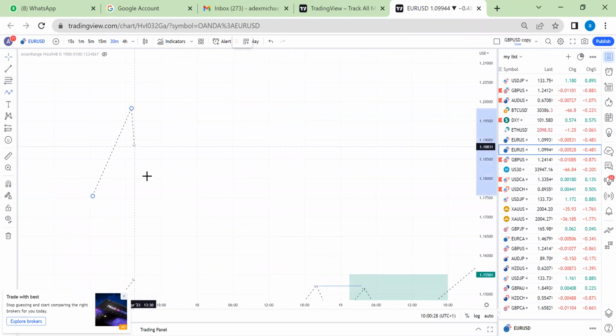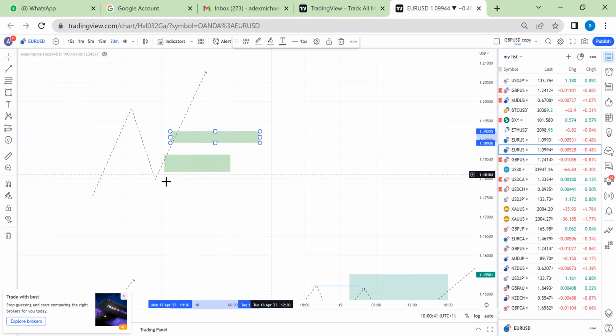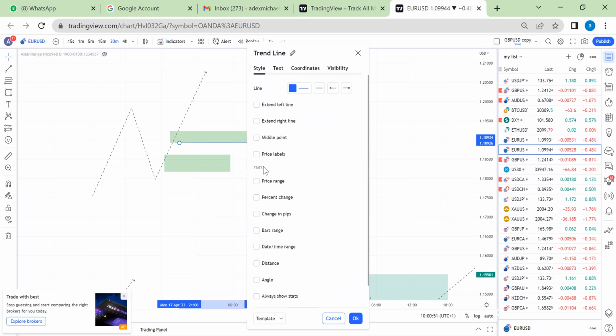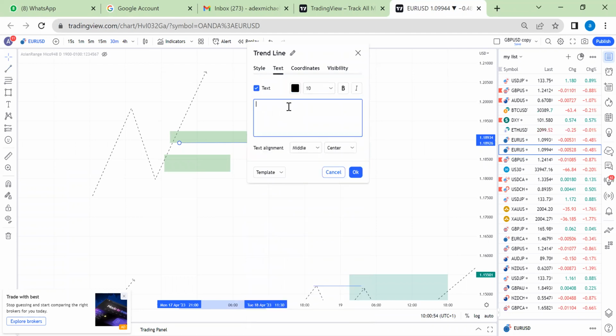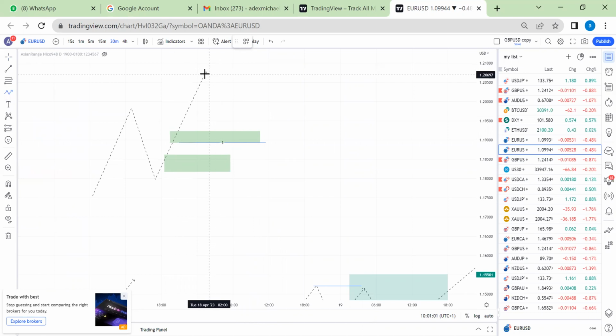Let's say we have price moving in this manner. So we have an order block right below here, and we have another order block right above here. Now, this order block at the top can serve as liquidity for the one below, so that when price moves down, it clears down and taps into the one below.